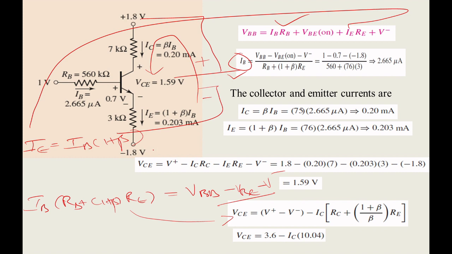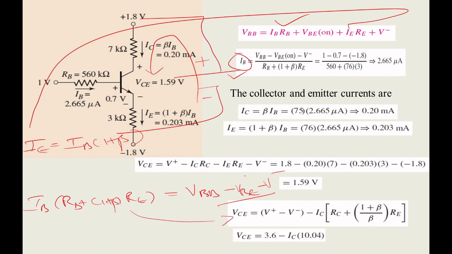What I want to do is take VCE outside, because I want to find VCE. When you take it to the left side, you get B plus minus ICRC minus IERE minus V minus; only the minus VCE is changed to plus VCE. From here I can find the VCQ point. It is 1.59. You can rewrite the equation to find the VCQ values in terms of beta also.